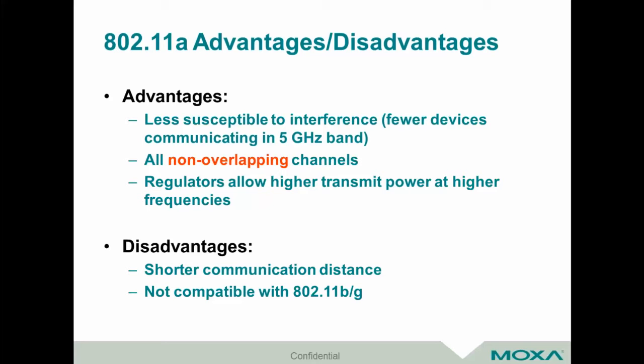And there are some channels that you can actually have at a higher power, and what that means is that you can transmit a little bit farther on some of those channels. Now the disadvantages of 802.11a are that it's a much shorter communication distance, and it's also not compatible with 802.11b or 802.11g. So if you want to have a wireless network, you have to kind of pick one or the other. You can't use them both at the same time, unfortunately.